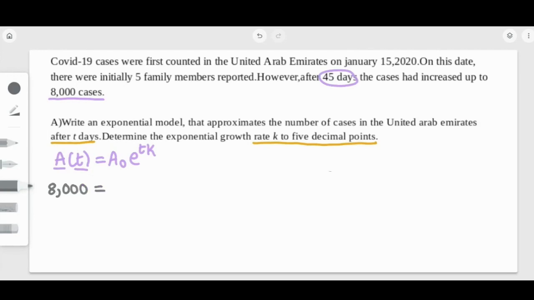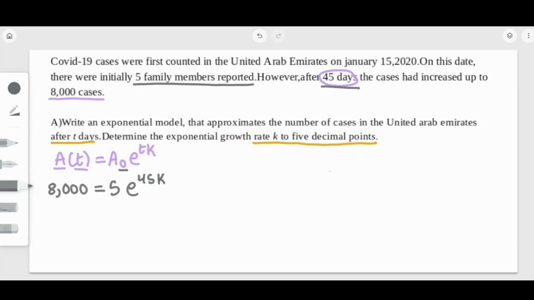A sub o. The sub o tells us the beginning of the process or the amount of cases at the beginning. In our real life problem, we had initially 5 family members reported at first. So A sub o is 5. t is the time, which is 45 days. And k is the rate, the thing that is missing in our problem.